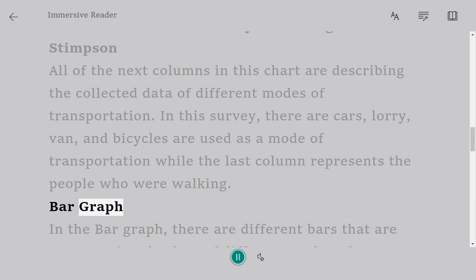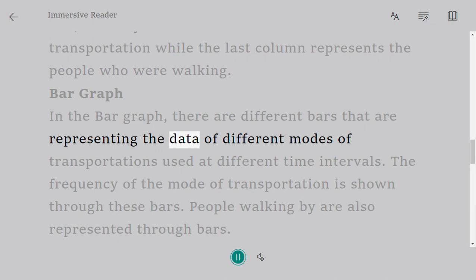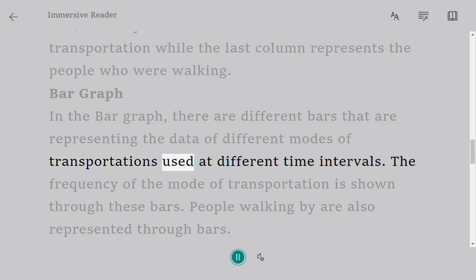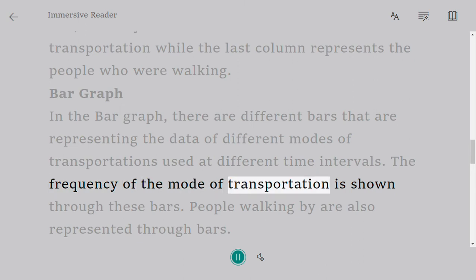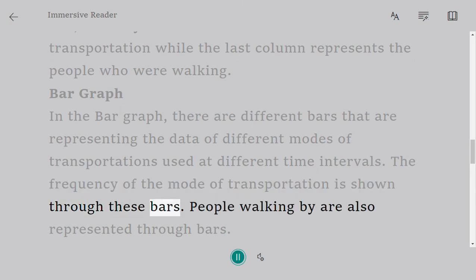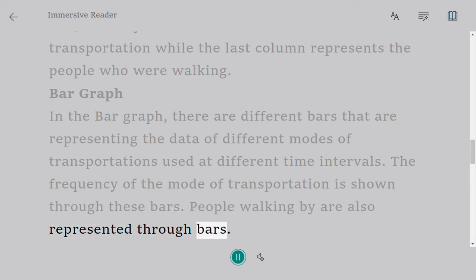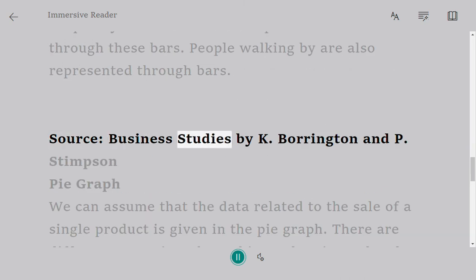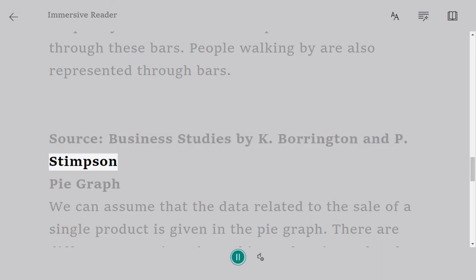Bar graph. In the bar graph, there are different bars that are representing the data of different modes of transportation used at different time intervals. The frequency of the mode of transportation is shown through these bars. People walking by are also represented through bars. Source: Business Studies by K. Borrington and P. Stimson.